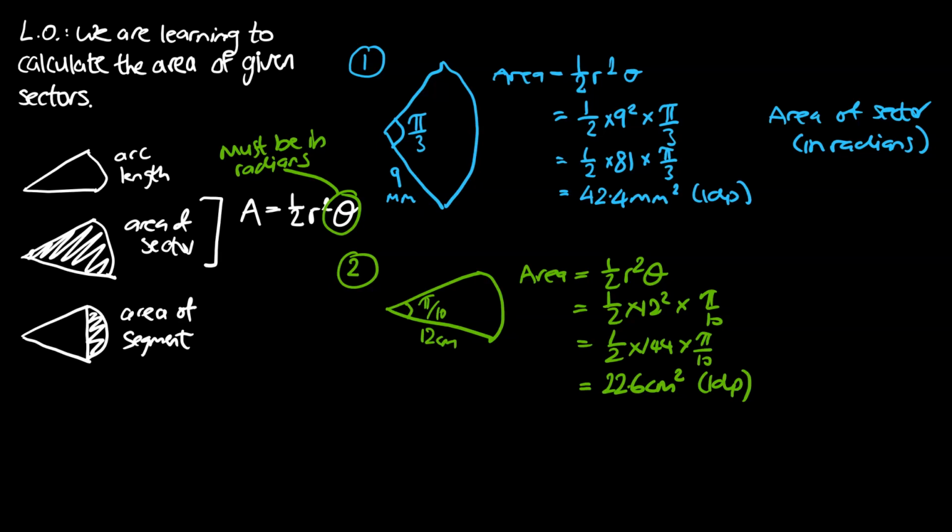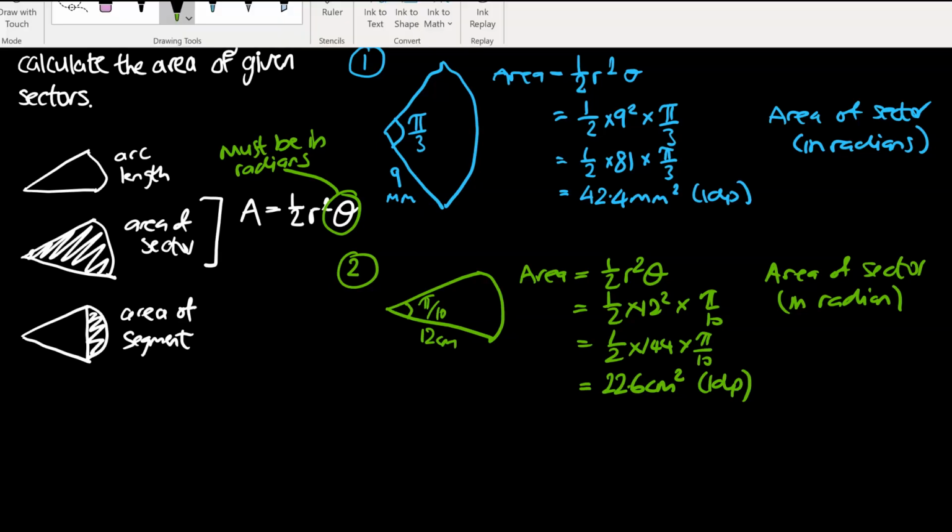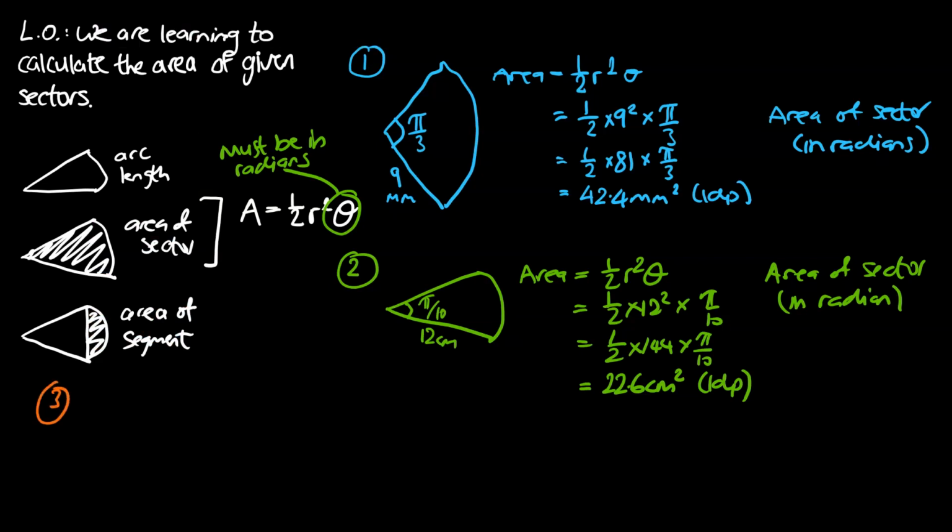And again, we did a similar thing. We were looking at the area of a sector, and we were given radians for that. So we're going to do one more question, area of a sector, in a slightly different context. This time we're going to be given degrees. So question 3 down the bottom.